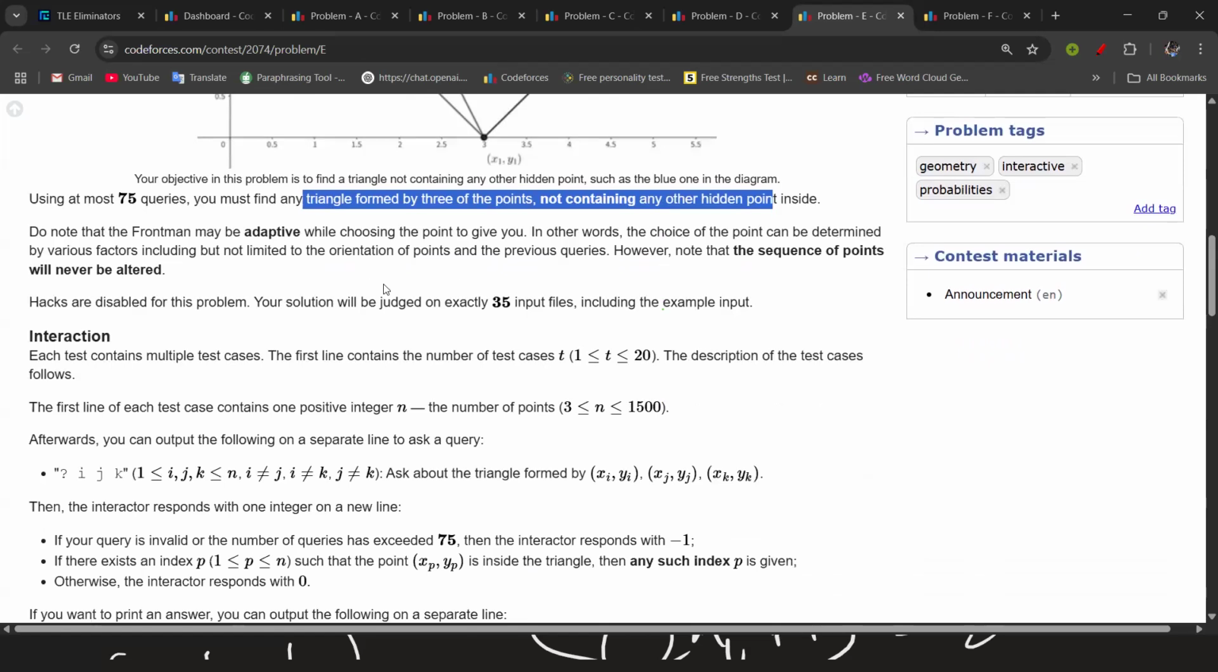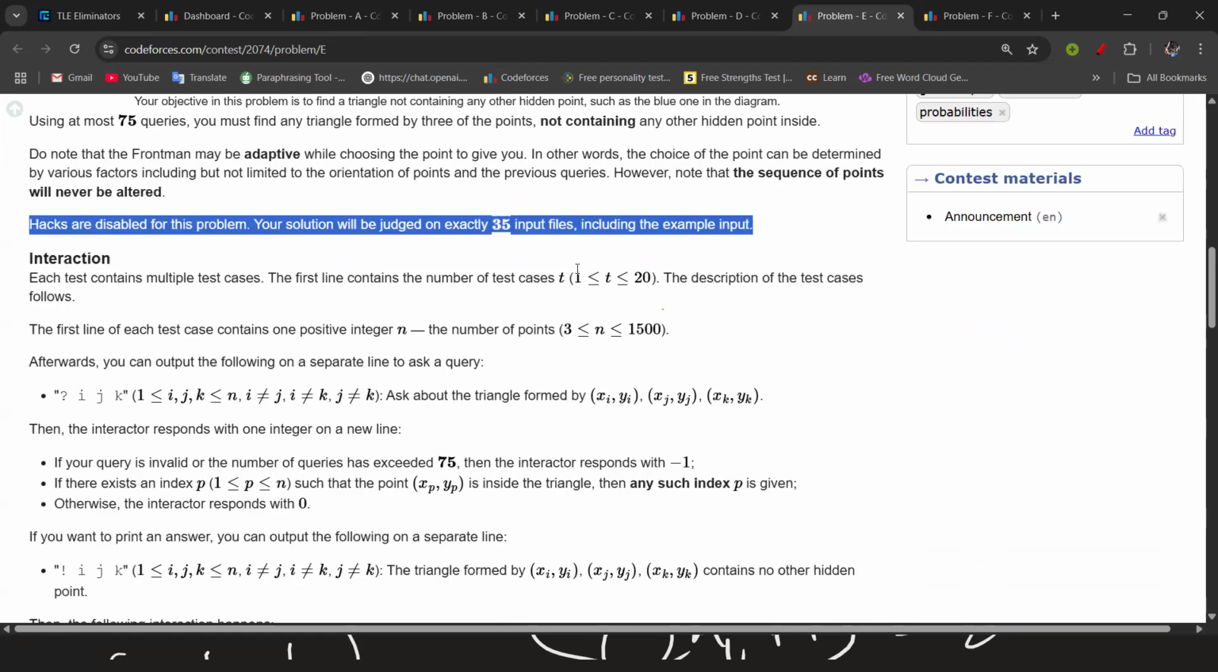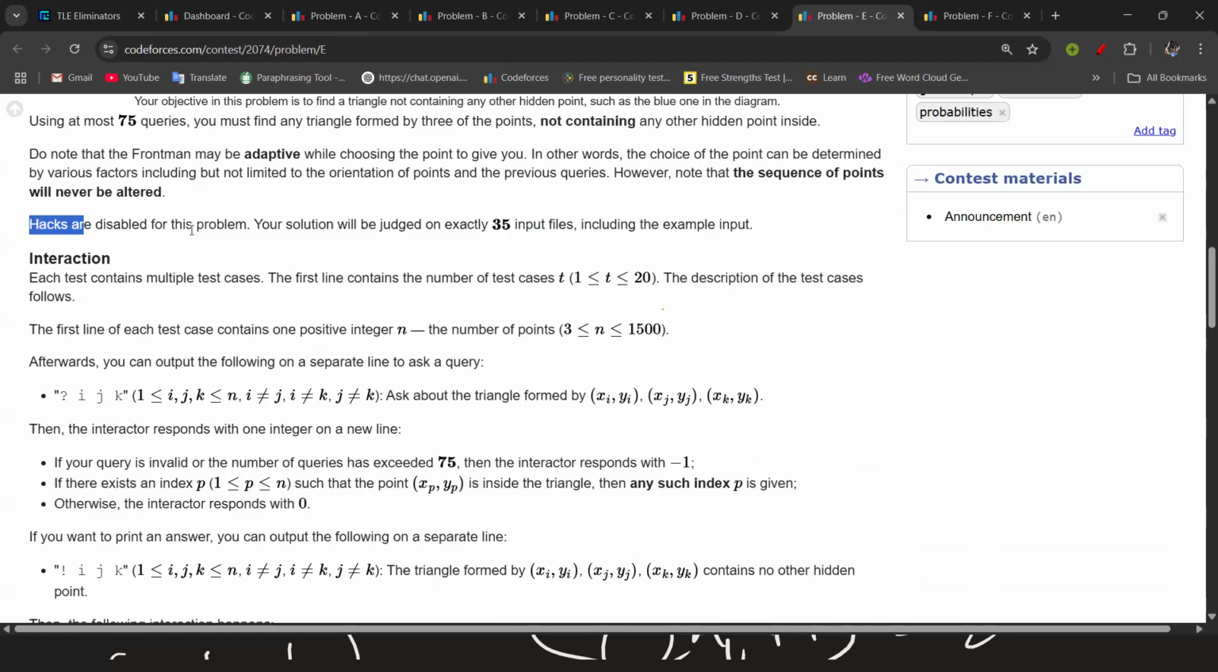One major hint for this problem was this: hacks are disabled for this problem. Your solution would be tested on exactly 35 input files. You'll understand why this was a hint. This was just information that you cannot use hacks in this problem. But what does this small information signify to you? That whatever solution you write, it may be possible that the solution is hackable. That's why hacks were disabled here.